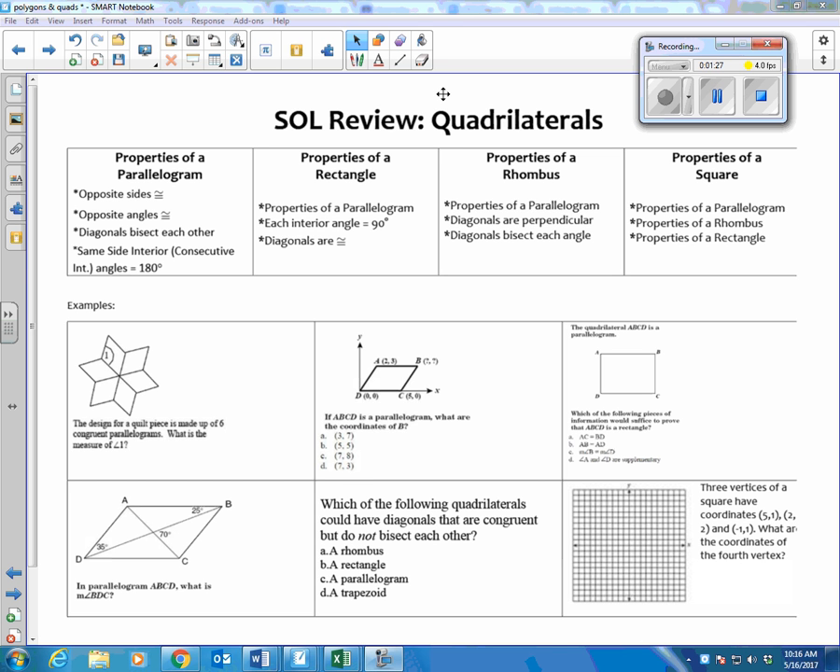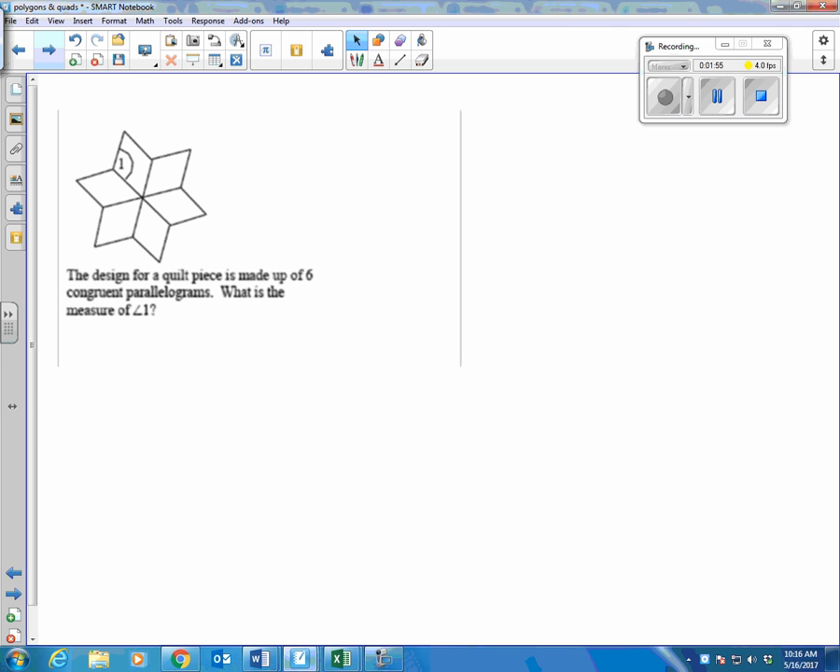And now the properties of a square. A square is like the baby of the quadrilateral family. It has all the properties of everything else. So it has all the properties of a parallelogram, all the properties of a rectangle, and all the properties of a rhombus. So it is very important that you really understand all the properties and know what properties are associated with each shape. Okay? I'm going to go through the 6 example problems with you. Okay?